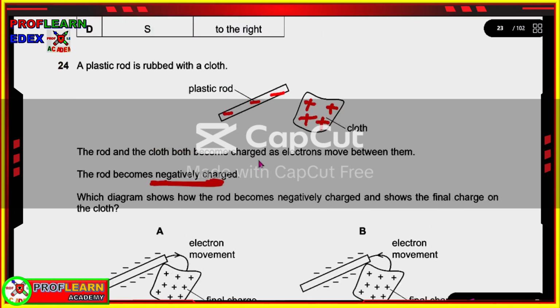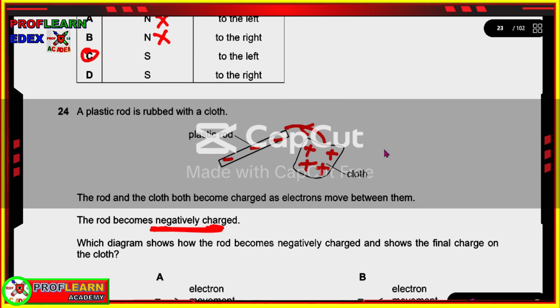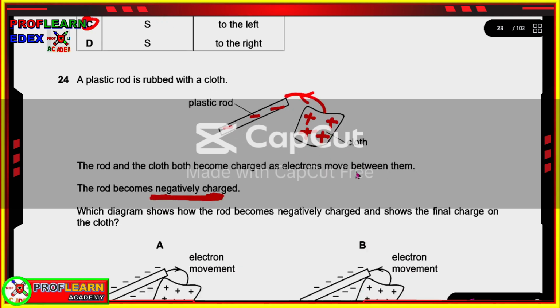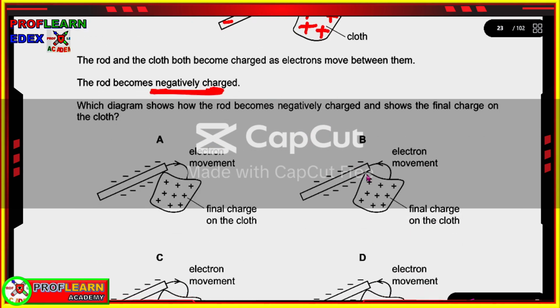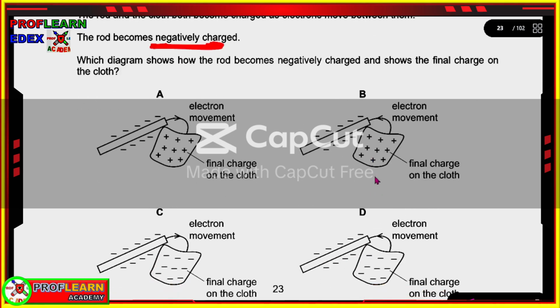And in that way, electrons are flowing from the cloth to the rod, because positive charges don't move. So we are going to say the correct answer for question number 24 is B, the final charge on the cloth is positively charged, and this is going to be negatively charged.